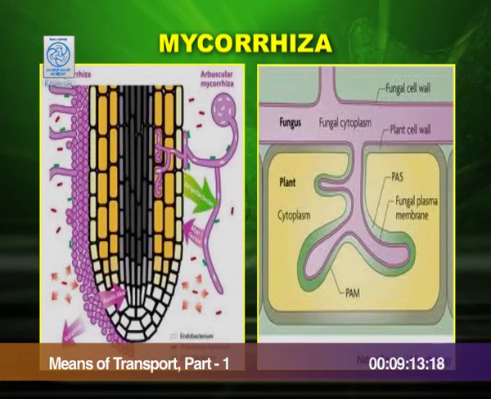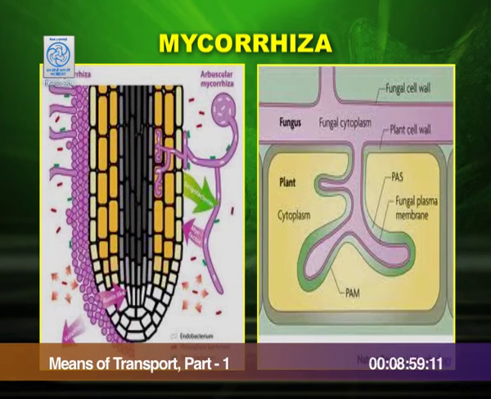Now, there is another important phenomenon that we see in the plant, mycorrhiza. What does that mean? Myco means fungus and rhiza means root. There are certain fungi which are associated with the roots of the plant, especially the forest trees. The following diagram shows how the mycorrhiza helps in the absorption of water. The diagram shows the infection thread that invades the cell of the root.